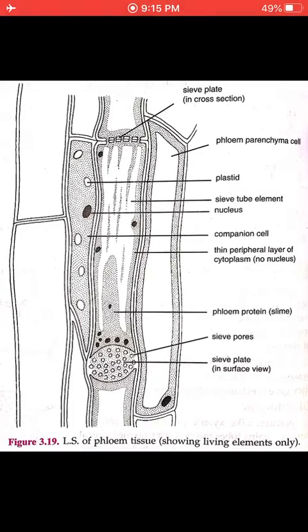I hope you have understood the collenchyma, the differences, and xylem and phloem as well. So do prepare the notes of it.